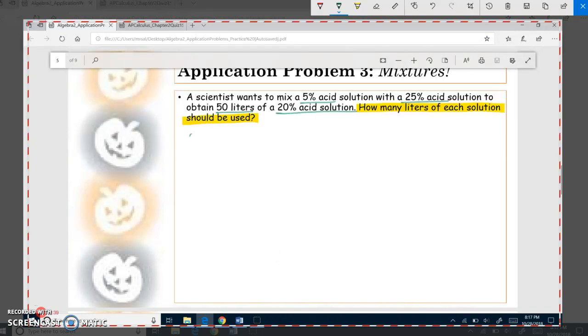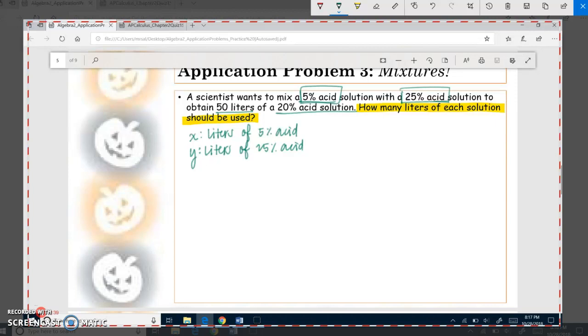So let's go ahead and identify our variables. We've got an x and we've got a y, and those are always just going to be the two different quantities that we have. So first up, we've got a 5% acid solution. Since we're interested in amount, let's call that liters. So we'll have x as the liters of 5% acid. Then we have our second type of solution, which is the 25% acid. So we can just say y is the liters of 25% acid.